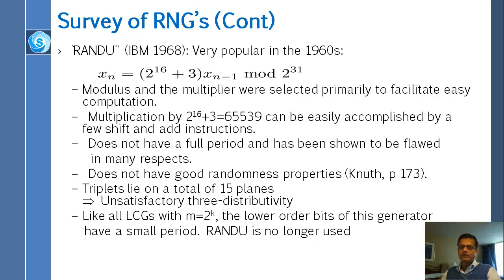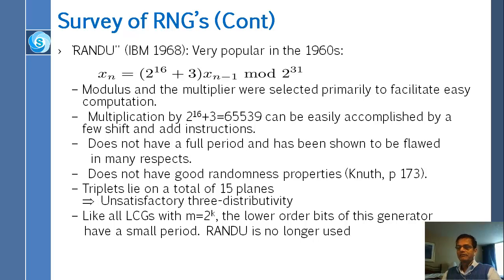You can look, Knuth did the big analysis on this. And the triplets lie on a total of 15 planes. So now, what is the problem with this? This takes time to understand. If you take 3 sequential numbers and plot them in three-dimensional space, call the first number x, second number y, third number z, and then take the second set of 3 numbers and plot them as x, y, z, and so on, you will find that they are not randomly distributed in 3-dimensional space. They are basically limited to 15 planes.